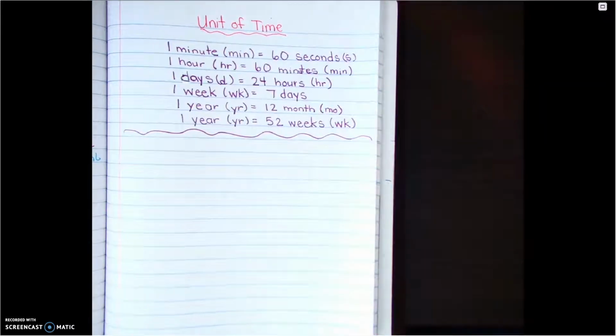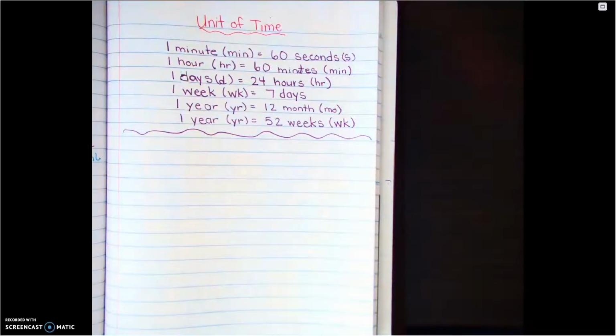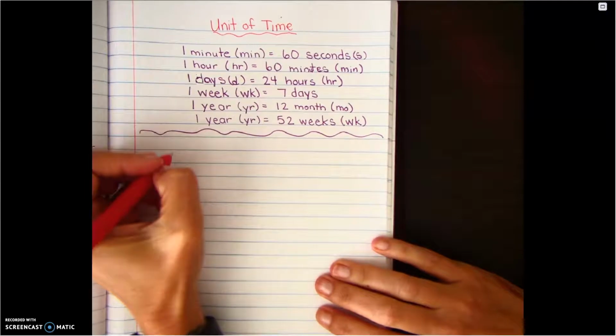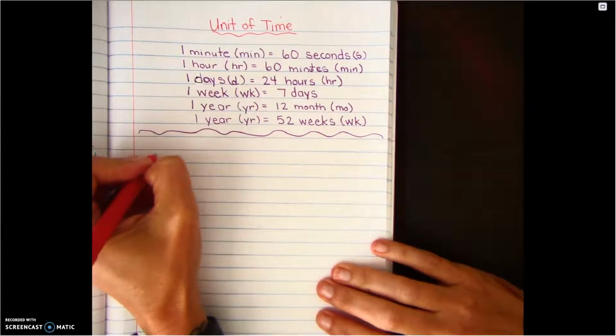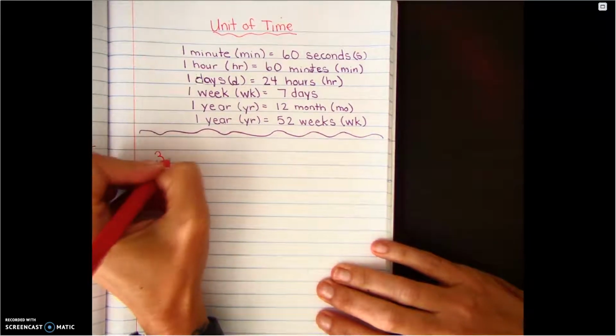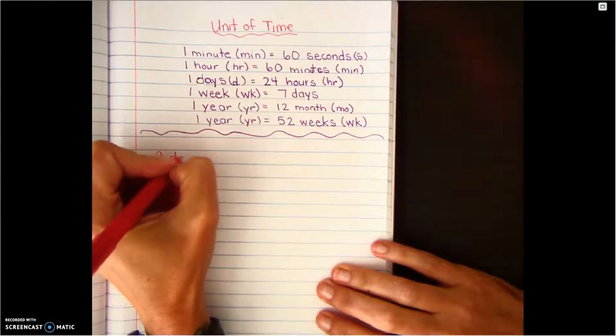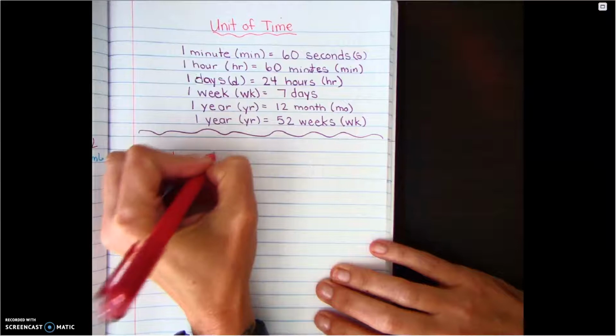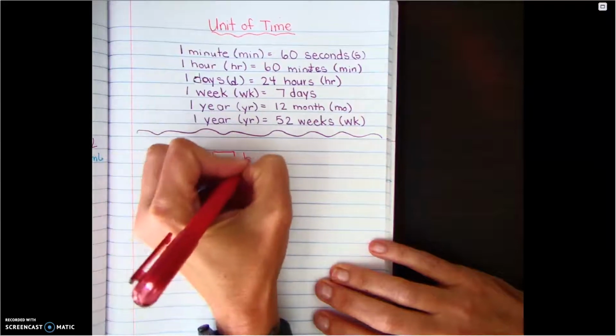All right, and so we're going to use this conversion chart to help us change from minutes to seconds to days to hours. And so we are going to continue with that same sort of think chart. So let's look at our first one. I want to know how many hours are in 3 days. So we've got 3 days. We want to know how many hours.